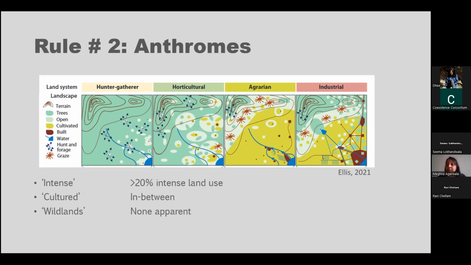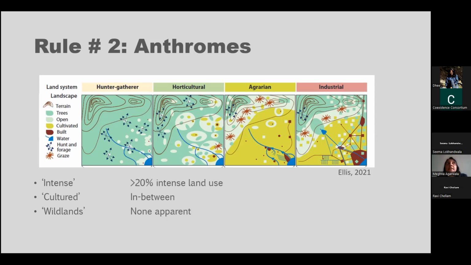And finally, when you're industrial, then you have industrial on the landscape as well. So what they did was they classified the anthromes into three types. If the intensive land use by human activity was more than 20%, they called it an intense anthrome. If there was no apparent human activity, they called it a wild land. And if it was something in between, they called it a cultured anthrome.